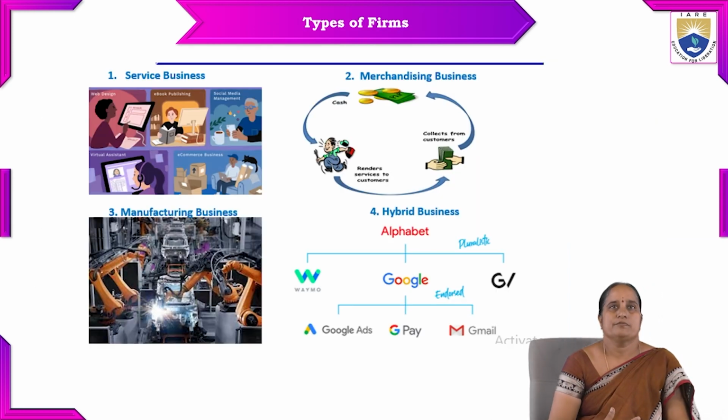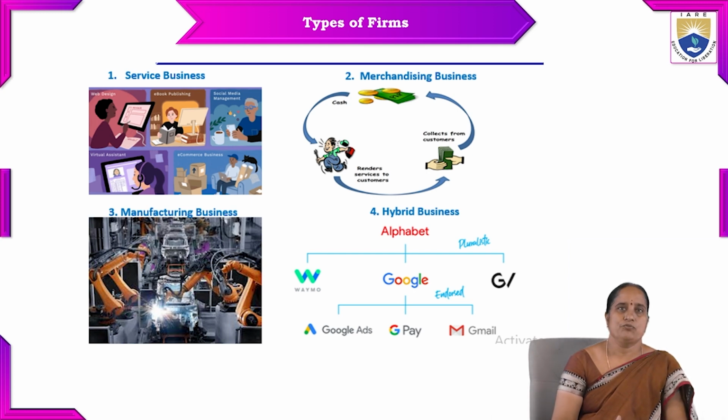Then coming to the types of firms, the first one is service business. The people who provide services, that type of business is known as service business. And mercantile business is the second type of business firm. They render their services to the customers, and in return the customers pay cash. That type of business is known as merchandising business.